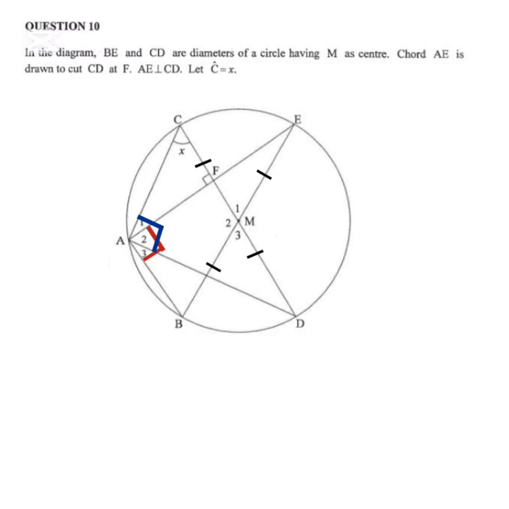AE is perpendicular to CD. This reminds us of the theorem: a line drawn from the center perpendicular to the chord bisects the chord. So AF will be equal to FE. Angle A1 is equal to 90 minus X, reason: sum of angles in triangle ACF. Angle A2 is equal to 90 minus (90 minus X), so it will be equal to X.